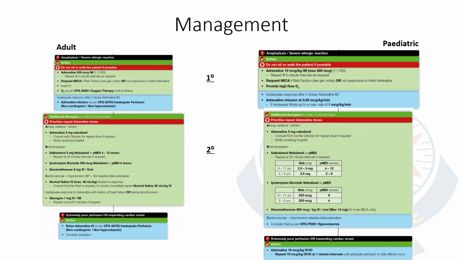Secondary management medications include nebulized adrenaline for upper airway edema, salbutamol, Atrovent, and dexamethasone for treating bronchospasm, normal saline given intravenously to aid perfusion, and glucagon if the patient is refractory to intramuscular adrenaline.